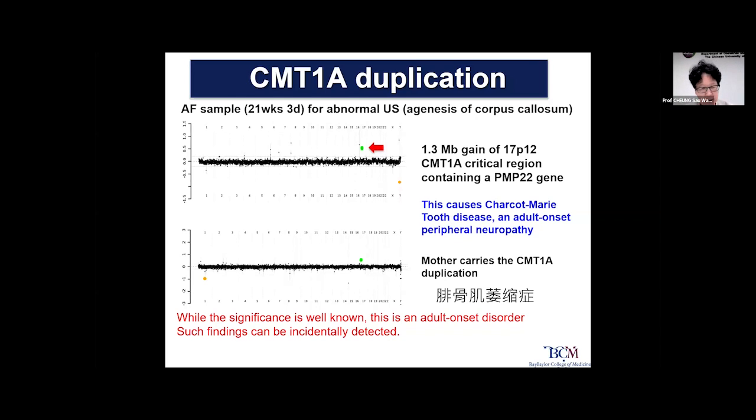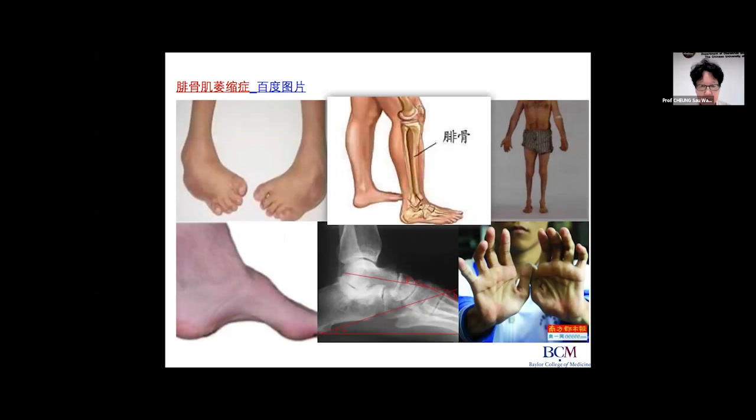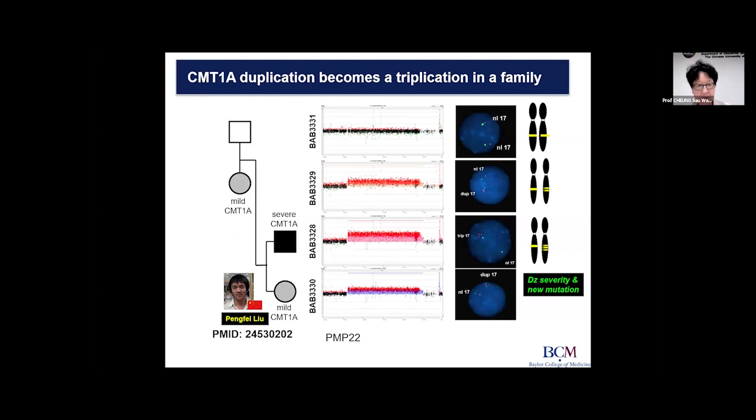So here, as I mentioned, the significance is well known. This is an adult onset disorder. Such findings can be incidentally detected. Even the mother, if she's a young mother, she probably might not exhibit the symptoms yet. This is a picture that I got from Google of CMT affected, affecting the legs and arms, hands and legs.